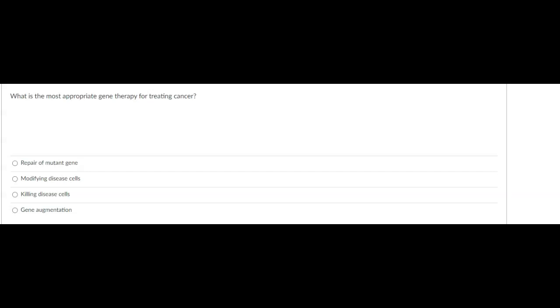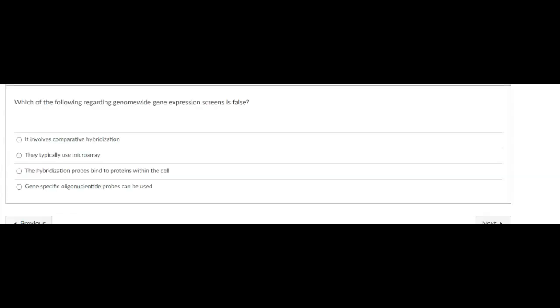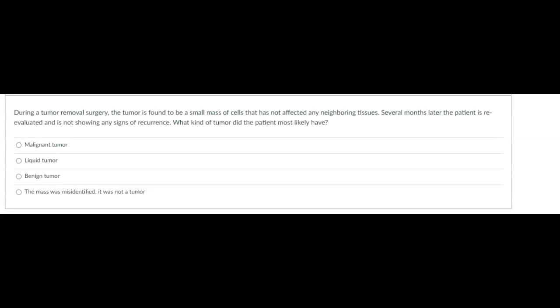Here again is a question that relates to the most appropriate gene therapy for treating cancer. Obviously, if I expected you in the study guide to know gene therapies for treating cancer, you should be able to identify one of these at least. Here's a question talking about gene expression screening, and one of the items here obviously is not true. So this again would relate to the question on gene expression screening. This one's kind of an easy one, but again, in line with the different types of tumors, which I asked you to know.